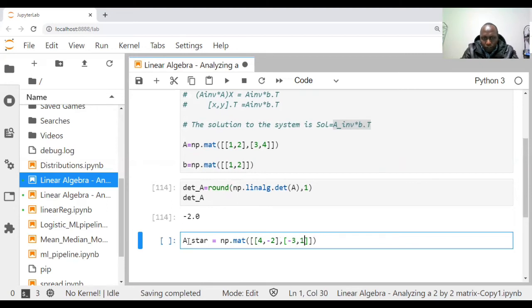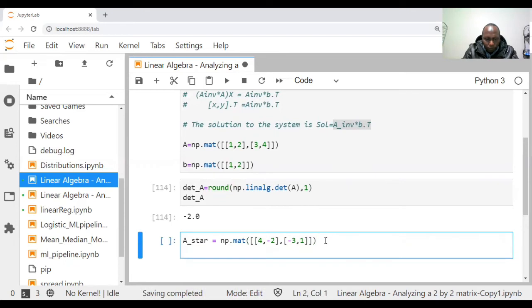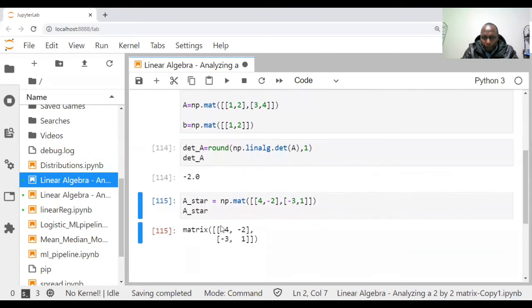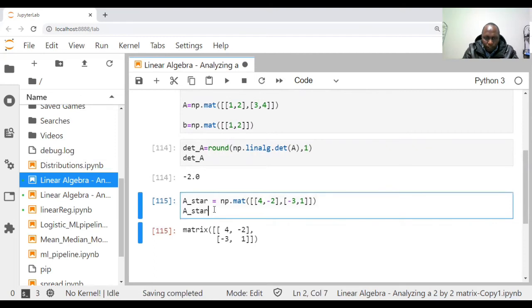So we're going back to matrix A and switch the elements on the leading diagonal and negate the elements on the other diagonal. So notice that we have the elements 4 and 1 switched from matrix A, and the elements that are on the other diagonal are negated. So that's A star matrix.